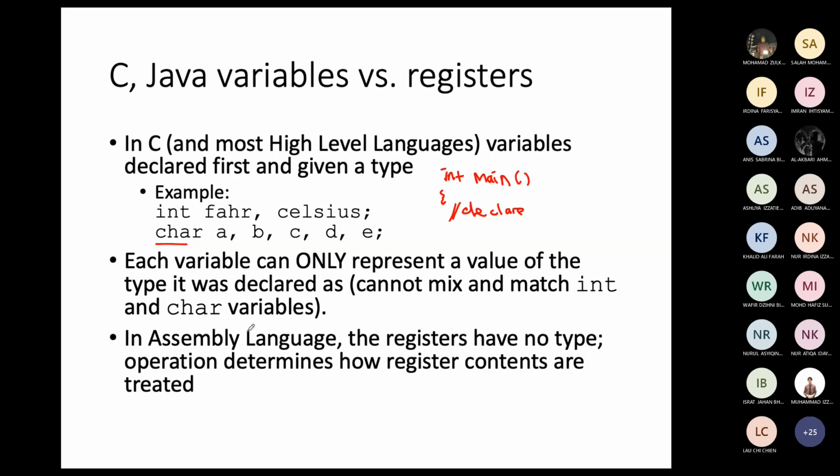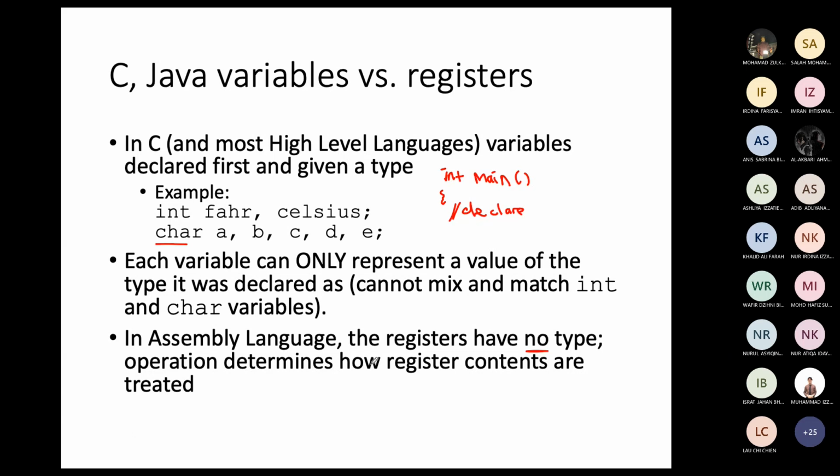But in assembly language, the registers have no type. So no declaration of integer. It is not that $T0 is used for integer and $T1 is used for char. No, they don't have any type. So they can accept any type of data, any type of data.